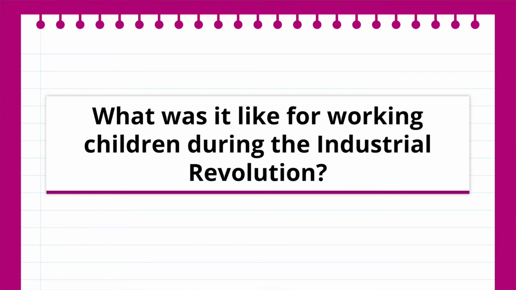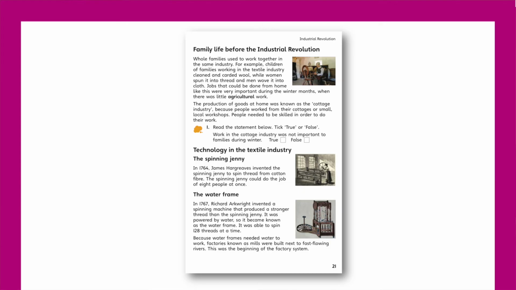Lesson 4 asks, what was it like for working children during the Industrial Revolution? Pupils will learn about the cottage industry jobs that children did before the Industrial Revolution. Then, a number of inventions which automated much of this work will be considered, including the spinning jenny, the water frame, carding machines, the spinning mule, and the self-acting mule. Finally, pupils will learn about the jobs that children undertook in factories and mines.